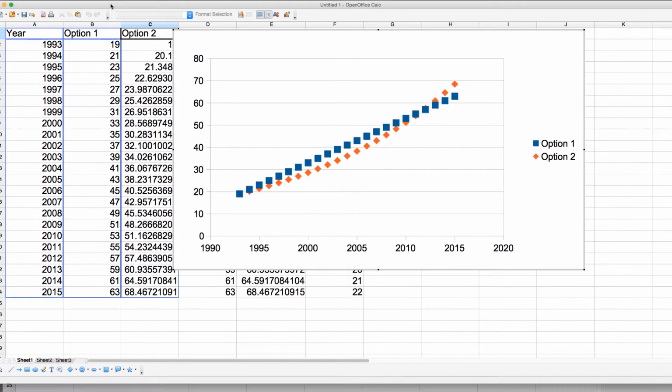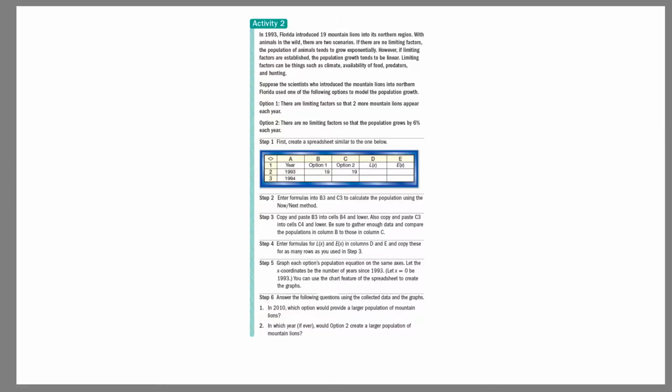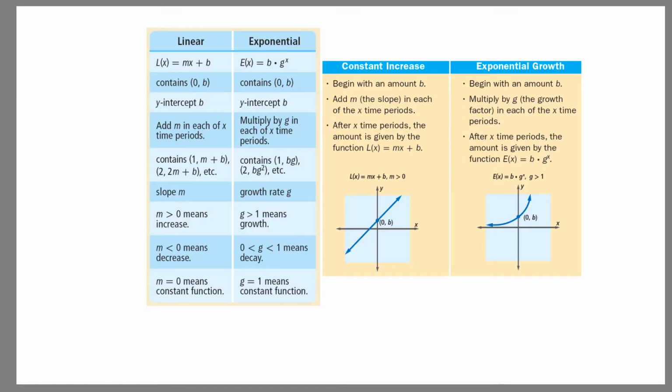Here we go. Constant increase and exponential growth. Just wanted to compare them. You can see the linear growth is just that. It's L of x equals mx plus b, and m greater than 0 gives me growth. Exponential growth is the growth factor raised to the x power, where g is greater than 1.